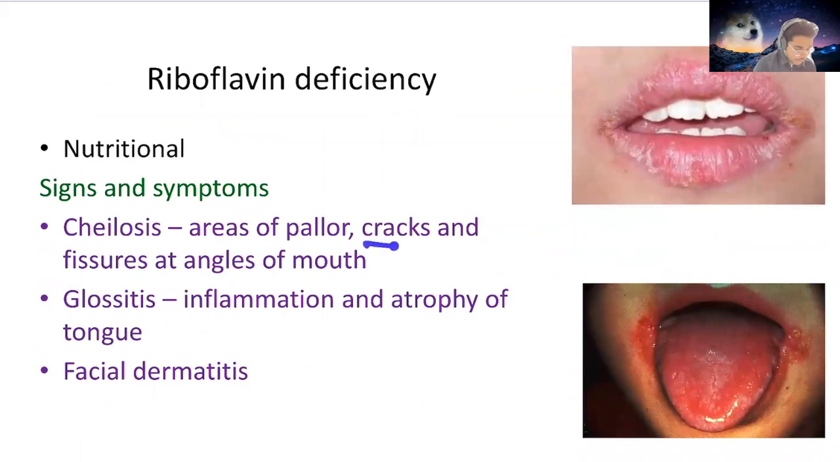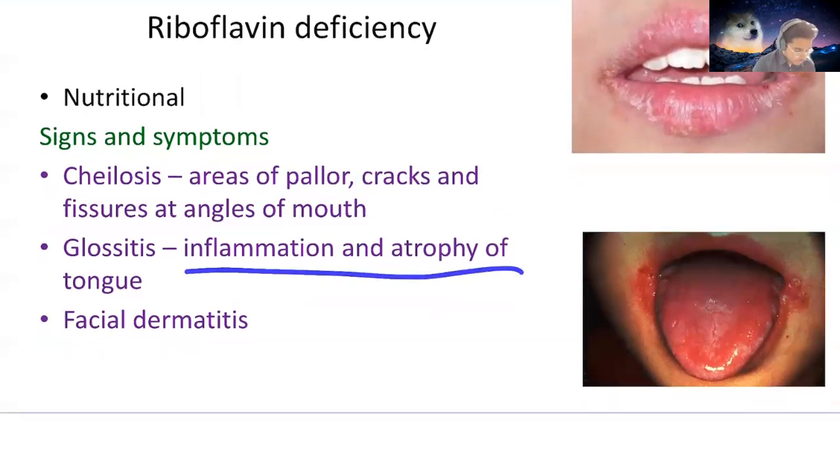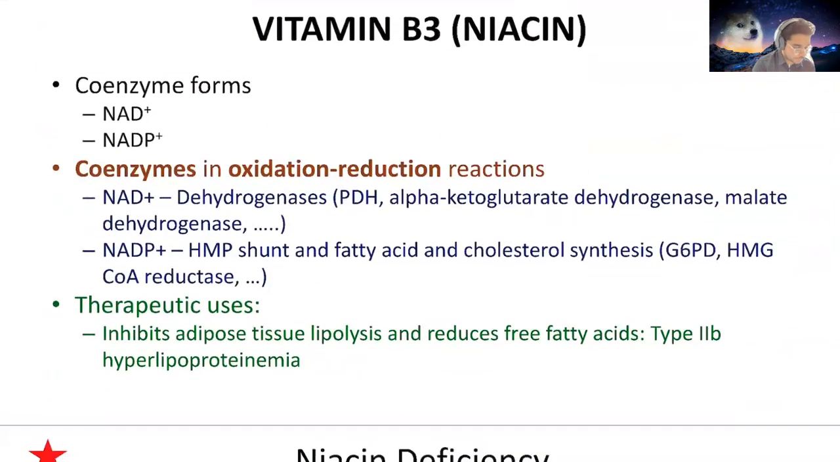If there's any sort of cracking and fissures at the angles of the mouth, this is a huge giveaway. It's a riboflavin deficiency, right? Glossitis can also be a buzzword, and facial dermatitis is a really broad term, so don't even think about it. Just stick to these two, glossitis and cracking at the lips level.